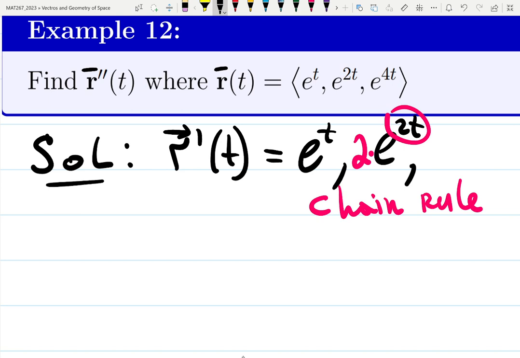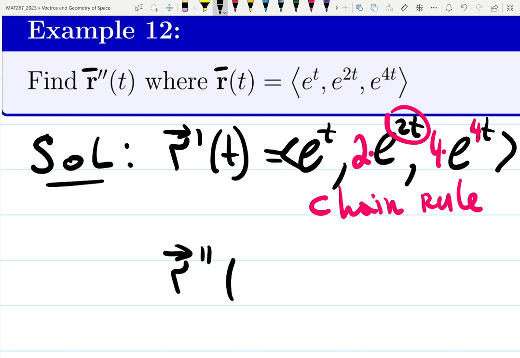Same idea with e to the 4t. You copy e to the 4t, then times 4, because it's the derivative of the function 4t. That's the first derivative. And then the second derivative, just repeat the process. That's going to be a vector.